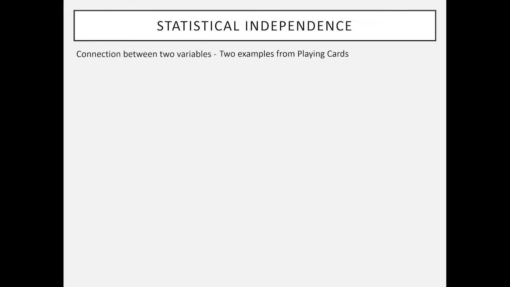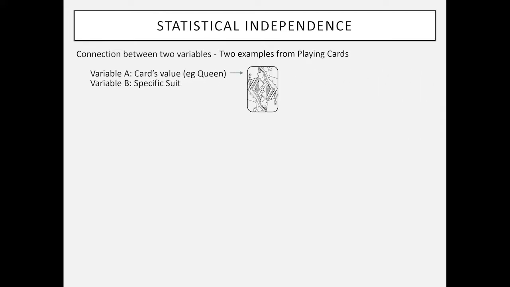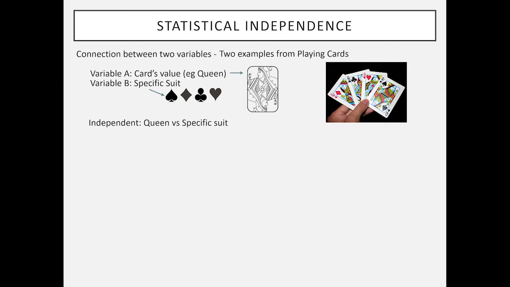So I'm going to give you an example here very quickly using playing cards to understand this concept of independence. We've seen this before, but take a quick review now. If we're looking at the relationship between two variables, let's call it variable A and variable B. So let's say we know the value of variable A, it's a queen. Does that help us to predict the specific suit, whether it's a spade, diamonds, club, or hearts? Well, as we can see, knowing it's a queen doesn't help you to know which specific suit it is, so we say that these two variables, the value of the card versus the specific suit, are two independent variables.